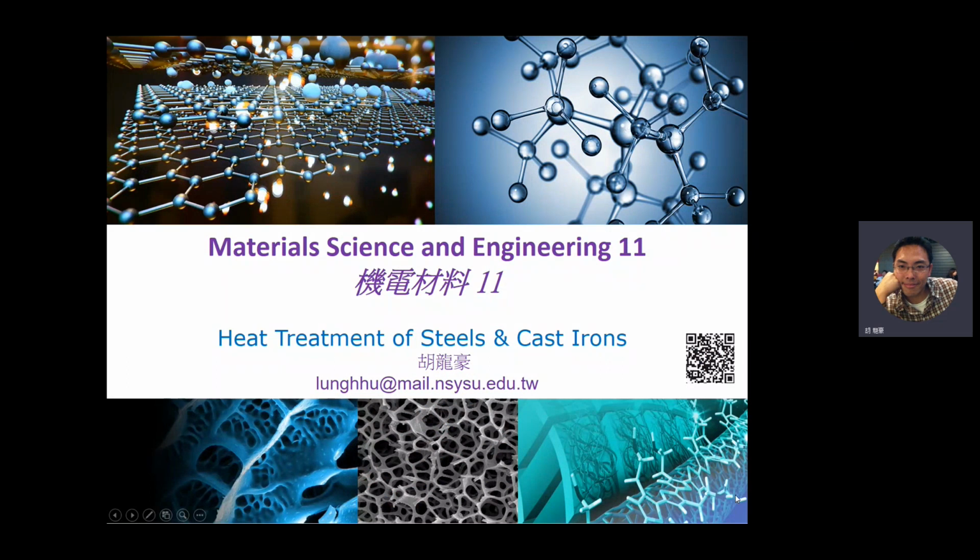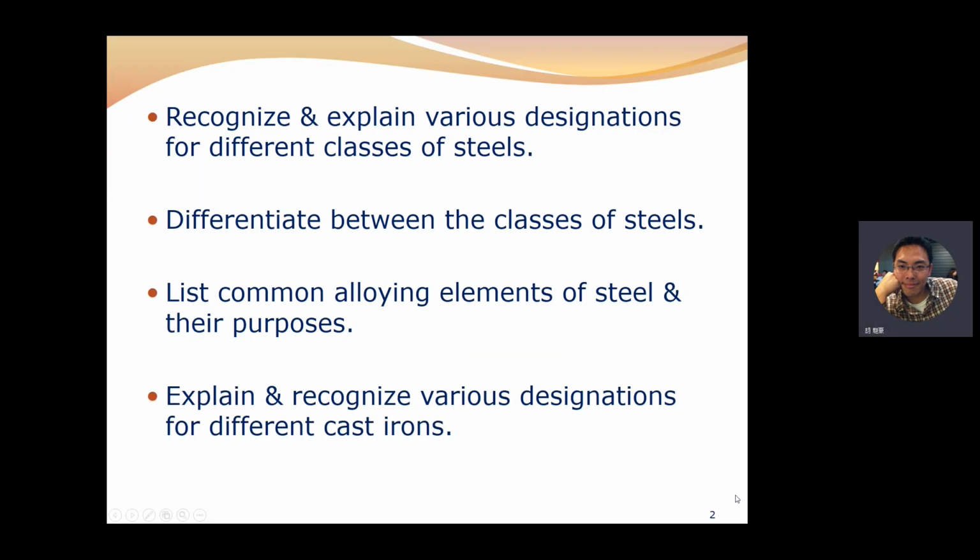Okay, in the previous chapter we already learned what the heat treatment is corresponding to the metal phases, and how to use the phase diagram and TTT diagram to specify our heat treatment for metals or alloys. In this chapter, we're going to focus on the heat treatment of steels and cast iron.